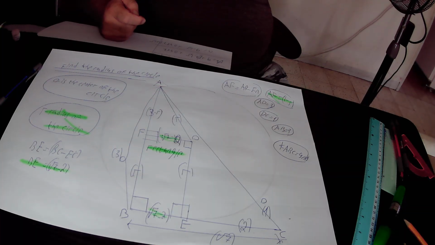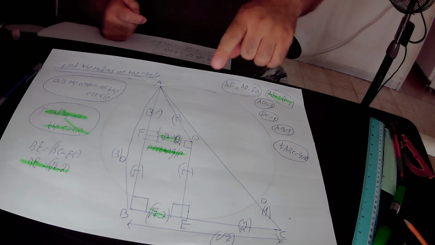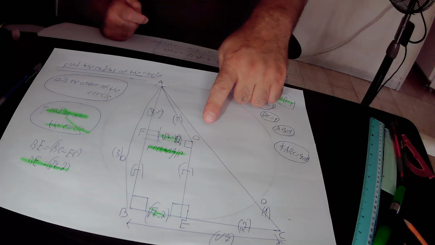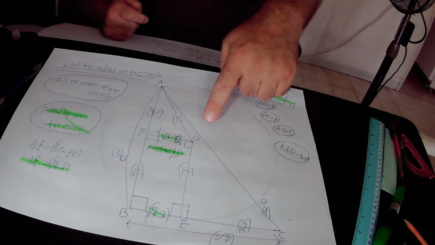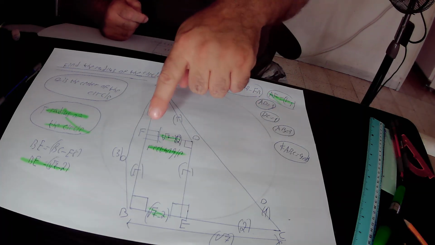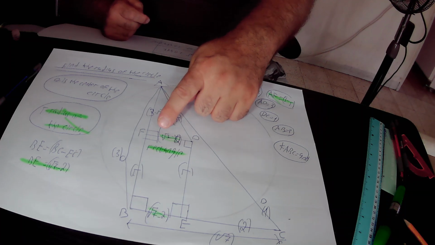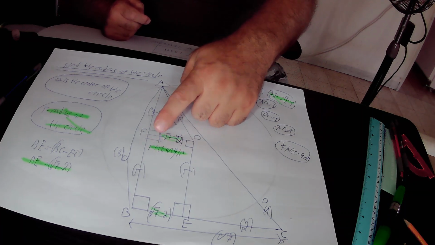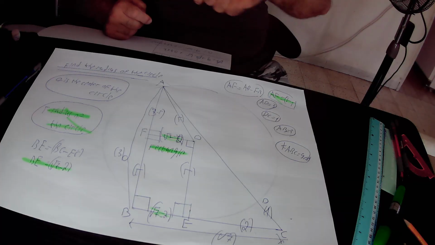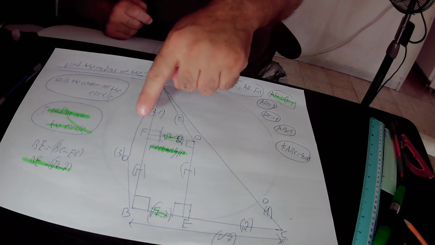In the next step, we did a construction: from point O, the center of this circle, we draw a perpendicular on AB. So this angle equals 90 degrees, and this angle also equals 90 degrees according to our construction. We define the touching point of the perpendicular from point O and side AB. This point is point F.